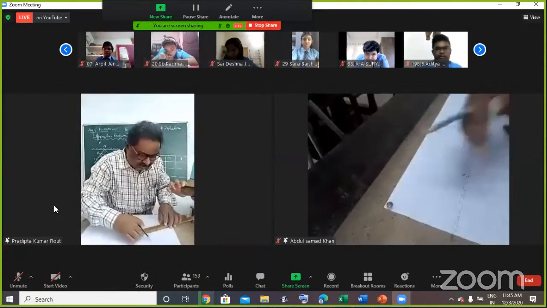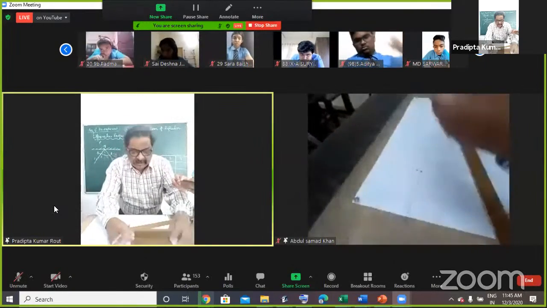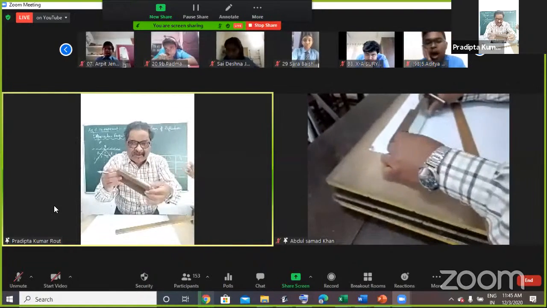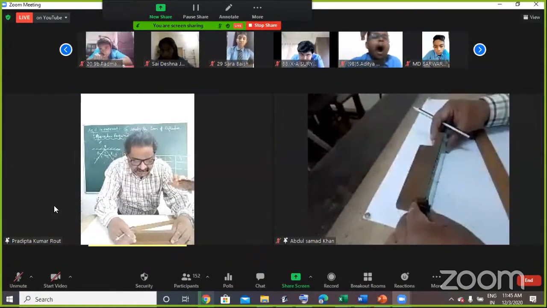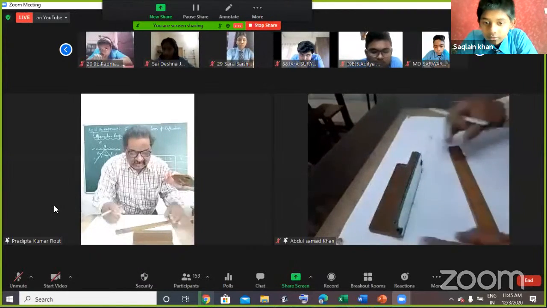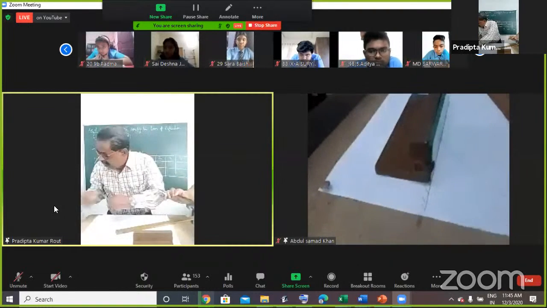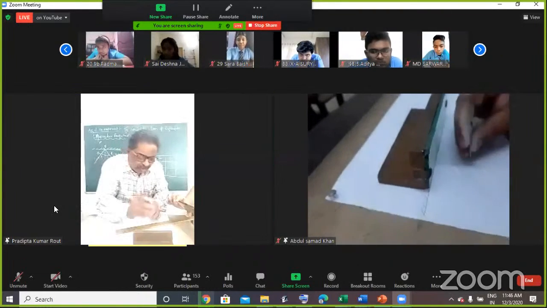Incline. Okay, let us first do one. Now look, this mirror I have to place here on this line. I'm putting it over here. Can you see now? Yes, sir. Now look, and two pins I'm going to put over here.